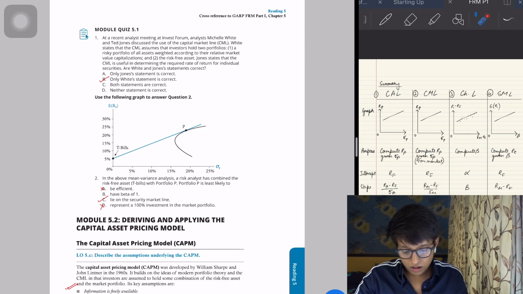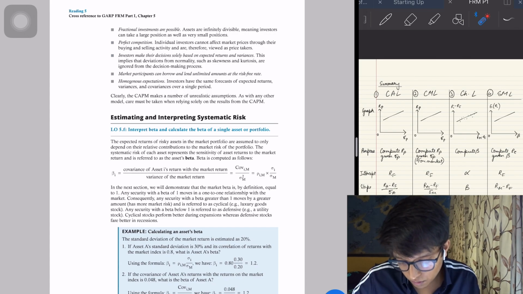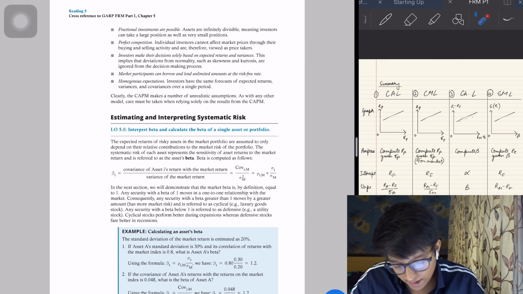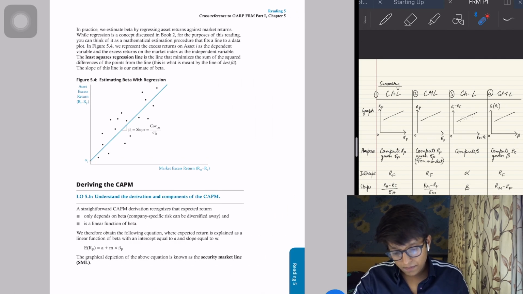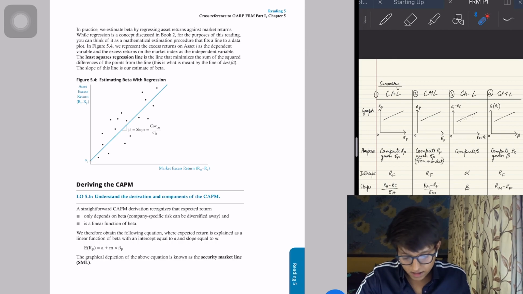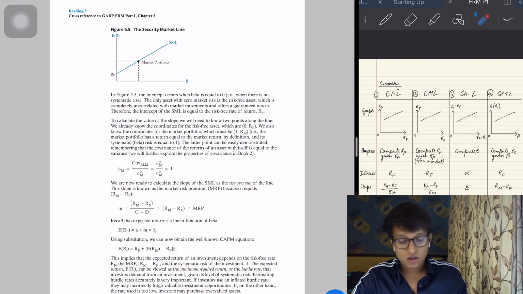Capital asset pricing model. The assumptions given are the same assumptions plus two more: the homogeneous expectations and unlimited borrowing and lending. And then they talk about systematic risks. So they talk about the derivation of beta, which is estimated through the regression using the characteristic line. And then we derived the CAPM, which gives us the securities market line over here.